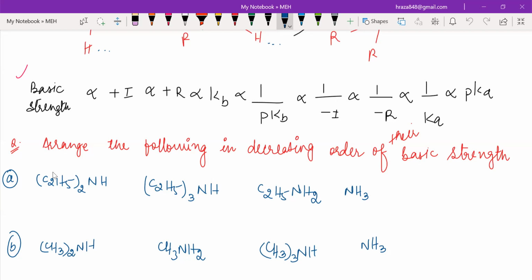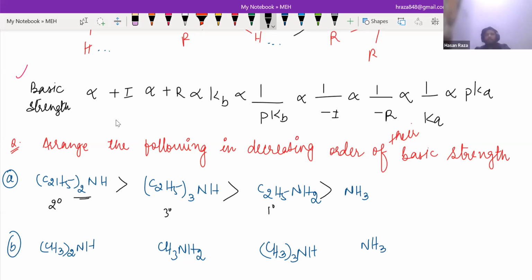So the first one is C2H5, and then, no, the first one will be the C. This is your secondary, this is your tertiary, and this is your primary. So see why it is so. As I told you, it's very important. So why is it important?